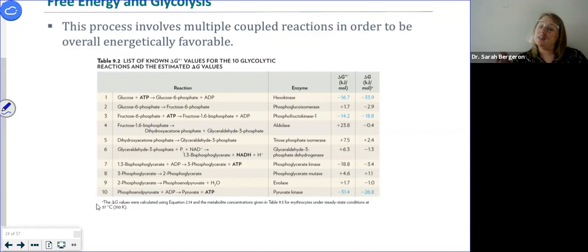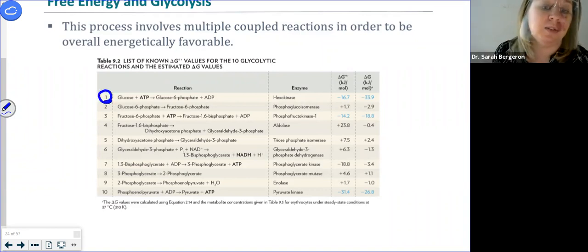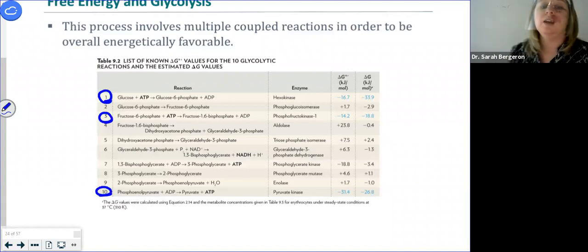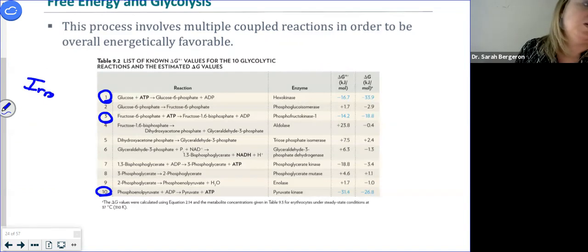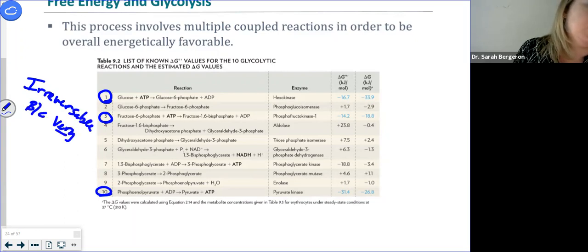Well, they do have negative G values, but there are other reactions that have negative G values. So why are these highlighted in particular? They have the most negative delta G values, right? So the more negative a reaction becomes, so 1, 3, and 10, it basically becomes irreversible. Irreversible because we have a very negative delta G value.